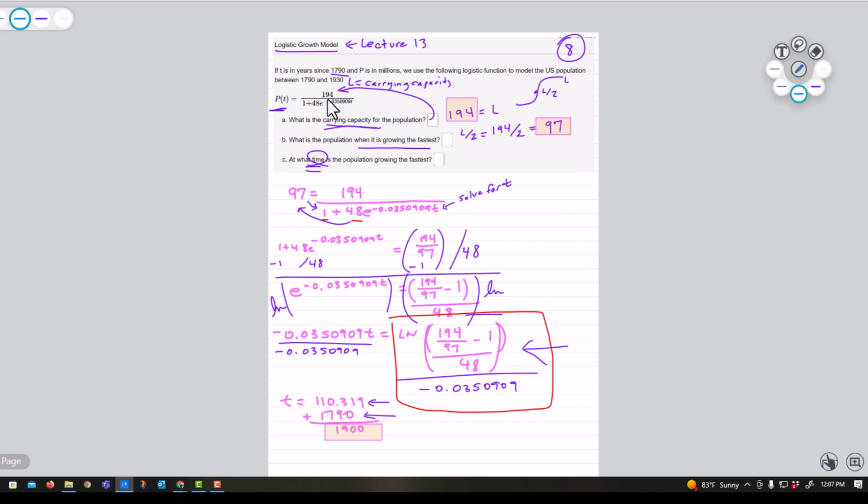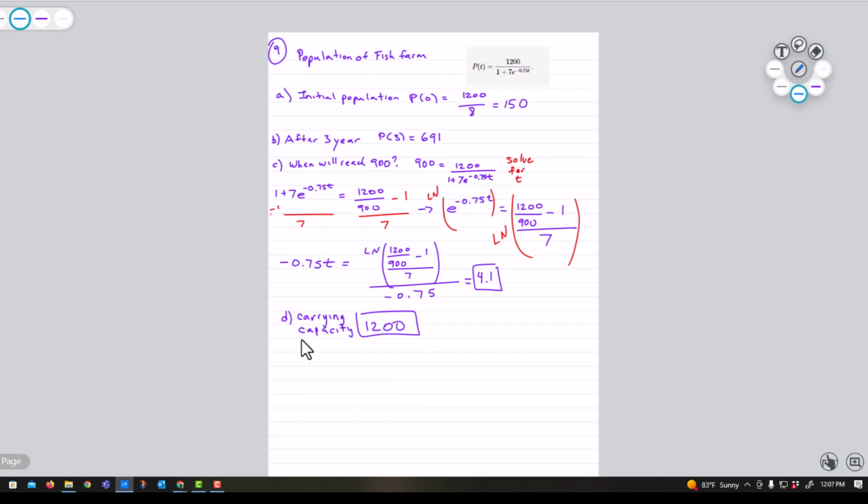When you watch the lecture video, you'll see this top number, the 194, is the carrying capacity. You will see that top number divided by 2 is the inflection point. That's where it is growing the fastest. And this just shows the steps of how to solve for time based on where it's growing the fastest.